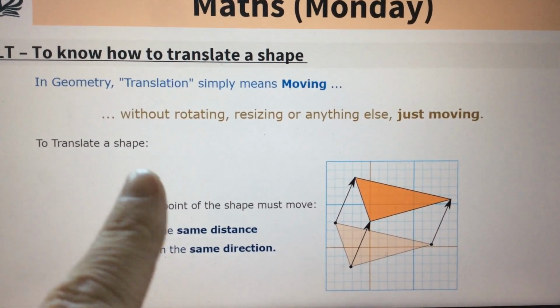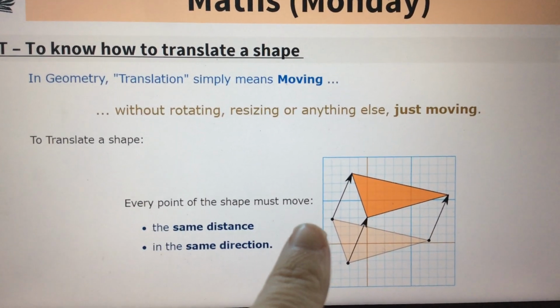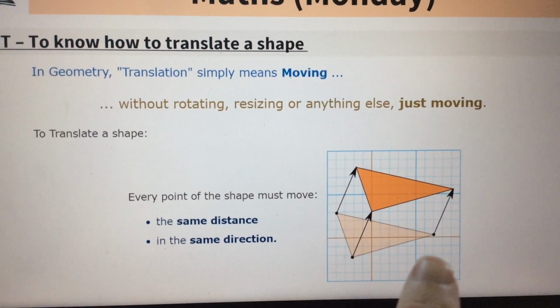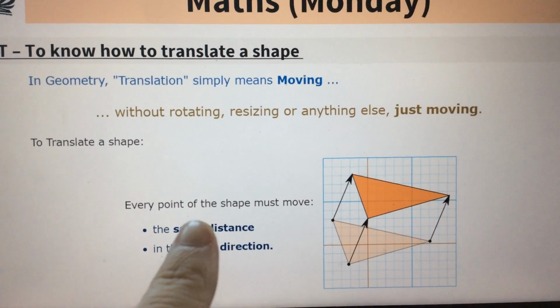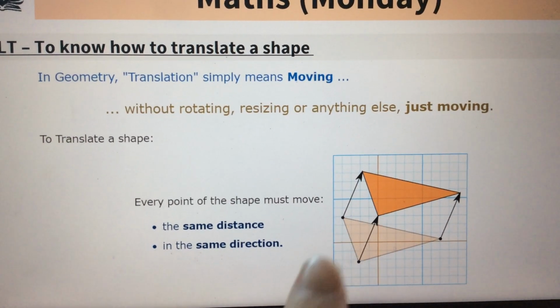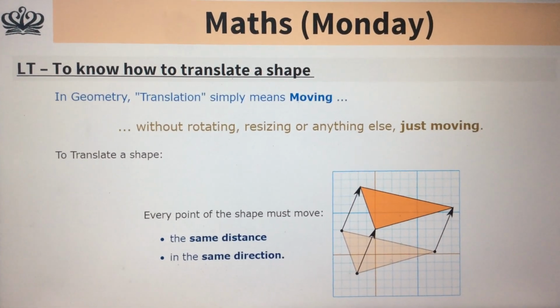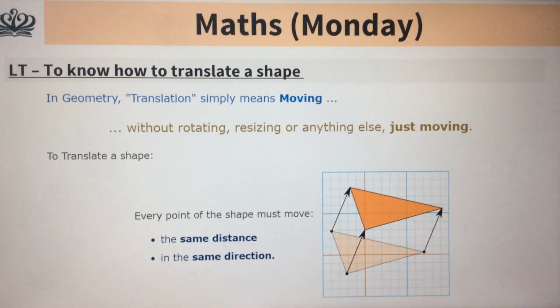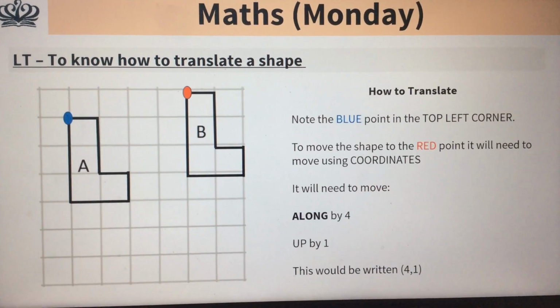And to translate a shape, every point of the shape, so all the different vertices, the corners of the shapes, need to move in the same direction and the same distance. And we're going to learn how to do that this morning. So, how to move shapes.